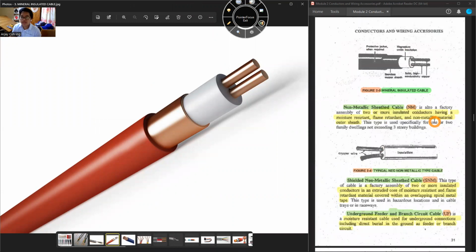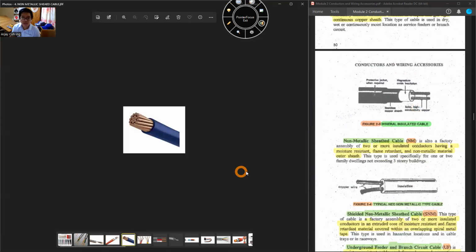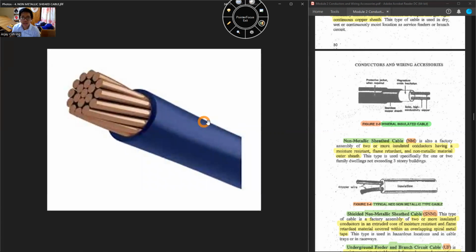So, ano ang definition natin, class? It is a factory assembly of two or more insulated conductors having a moisture-resistant, flame-retardant, and non-metallic material outer sheath. Okay. So, ano ang itsura niyan, class? More or less ganito. Technically, class, normal lang. Okay.